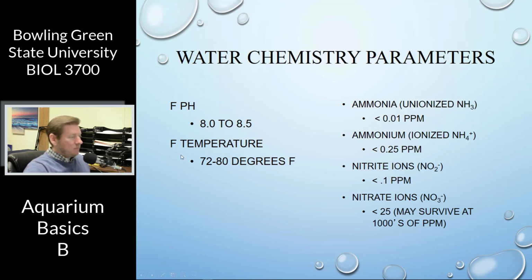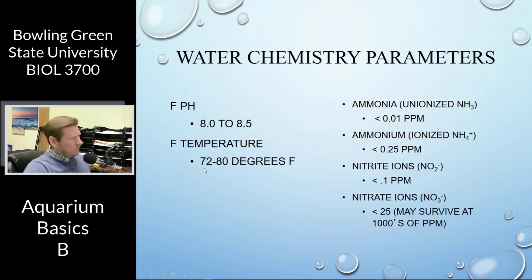You need to be very, very careful about what the pH is, and you're going to be needing to add buffers to keep that pH stable on a regular basis. Temperature, usually about 78 degrees is the rule of thumb for tropical fish. So most of the fish that most people keep are going to be tropical fish, between 75 and 80. 72 is pretty low.